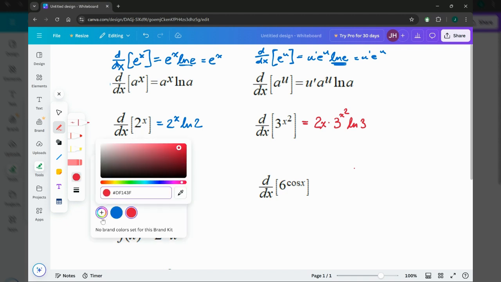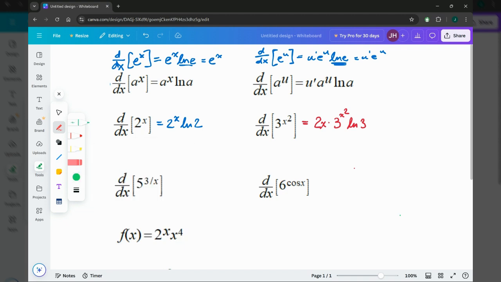Now, what if I have 5 to the 3 divided by x? You would write 5 raised to the 3 divided by x. So just rewrite the exponential. You're going to multiply by the natural log of the base. And then out front you're going to multiply by the derivative of the exponent, which would be negative 3 over x squared.